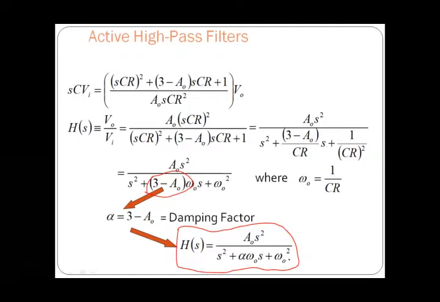So for a second order high pass filter, the transfer function will be H of s is equal to a naught s square divided by s square plus alpha omega naught into s plus omega naught square.